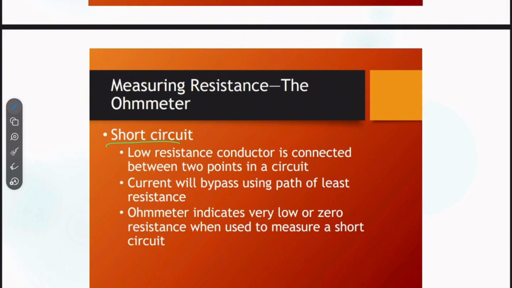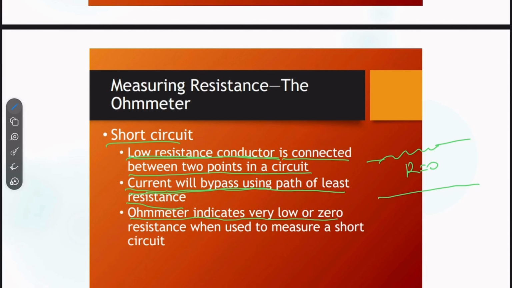Sometimes we have a short circuit, that means the resistance for the resistor is 0. So R equals 0, basically that's just kind of a piece of wire. We say that's a short. A low resistance conductor is connected between 2 points in a circuit. Current will bypass, using the path of the lowest resistance. An ohmmeter indicates a very low or zero resistance when used to measure a short circuit.